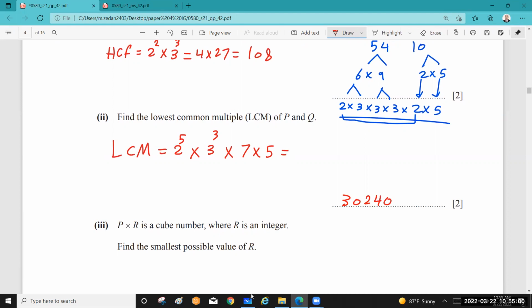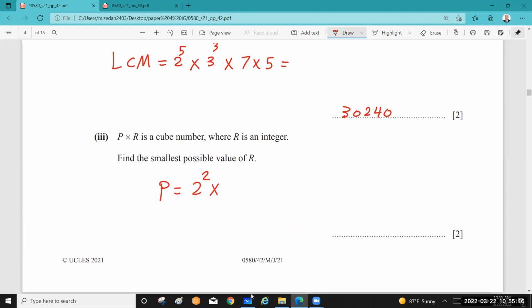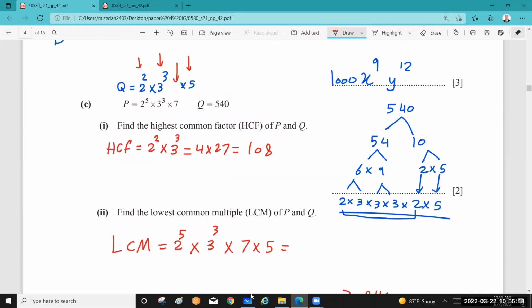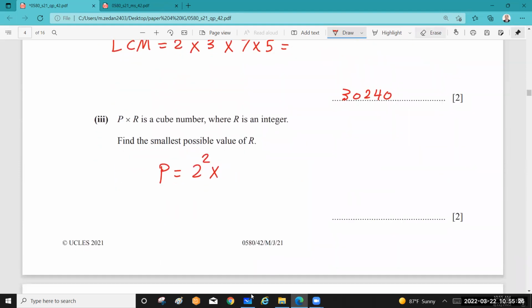P times R is a cube number where R is an integer. Find the smallest possible value of R. Here, we copy the value of P. The P is 2 power 5, 3 power 3, and 7. This is the P, okay? The P is 2 power 5 times 3 power 3 times 7.